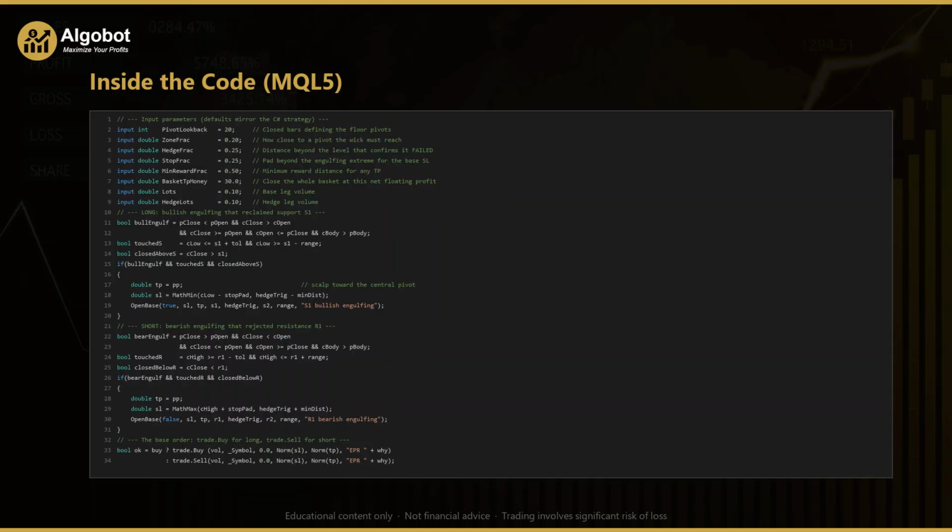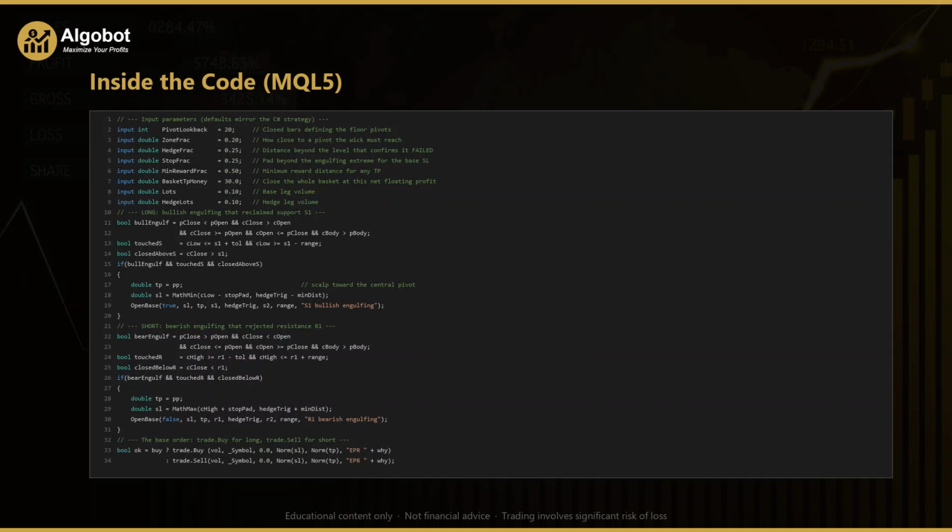Basket take-profit money is the net floating profit at which the whole basket is closed, and we have separate volume settings for the base and hedge positions. Now the long block. The Boolean bull engulf checks that the prior candle was bearish, the current candle bullish, and the current body engulfs the prior one.